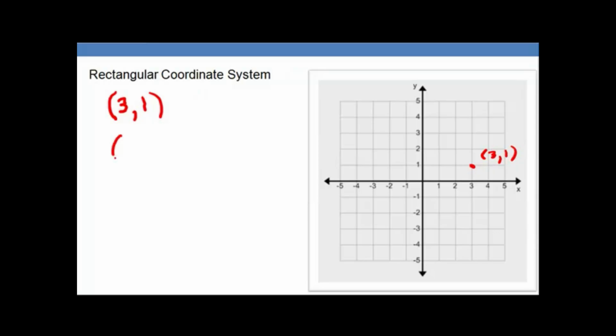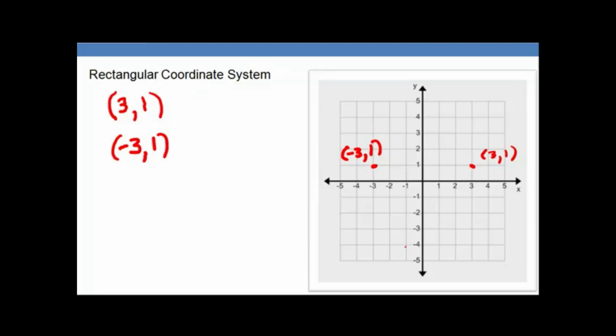Let's try another point. What if we did -3, 1? We would start at 0, 0. Our x is -3, so we would go to the left 3, and then our y is positive 1, so it would be up here. We make the point when we're finished, so this is -3, 1.